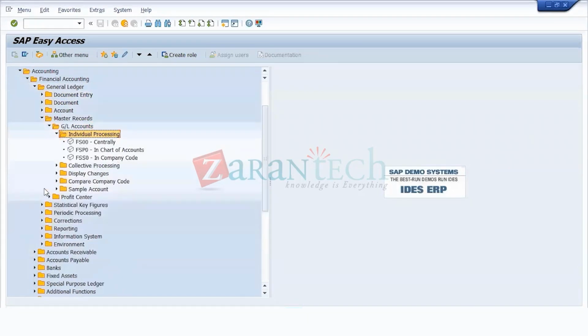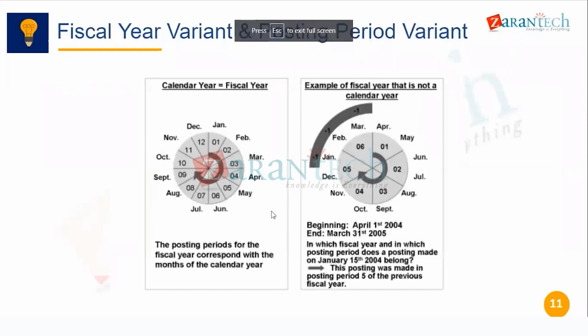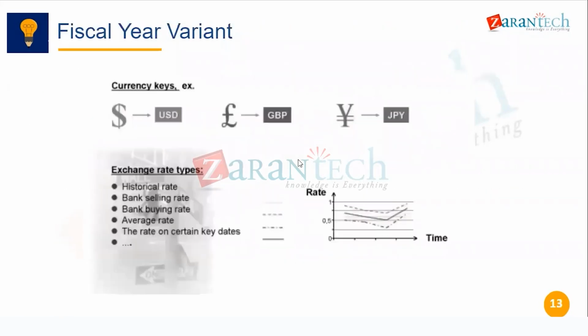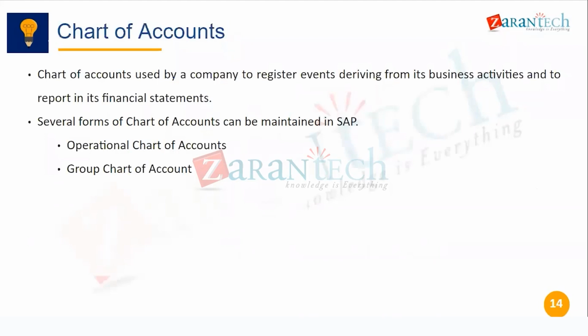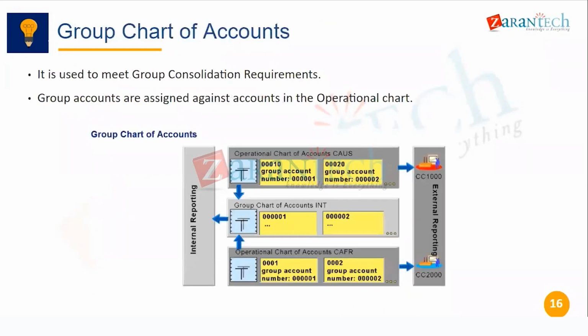And here there are options. So the fiscal year variant we have covered, and it talks about the different types of fiscal year variant. This we have already learned, right? And how we assign the fiscal year variant is also there. Currency keys, we will come back a bit later on this. And then for the chart of account, we have also mentioned the three different types of chart of account and how it is linked, the operational chart of account with the group chart of account and the country chart of accounts.